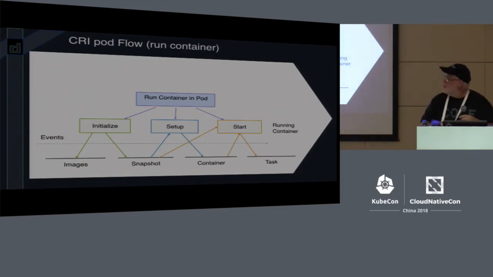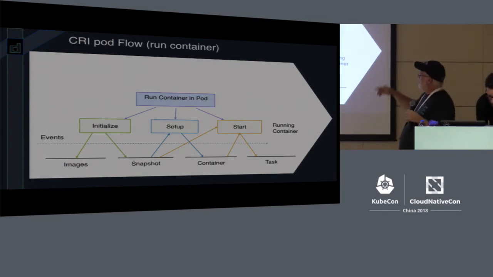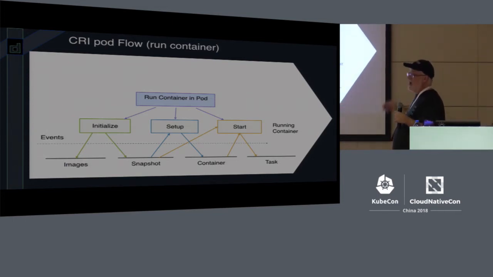Here what we're showing is actually now running the container in the pod. Kubelet requests to launch the container. We go get the image, create a snapshot using the tools you talked about before. We set up our container, we store our metadata, that sort of thing, and then we start a task, and we have a running container.